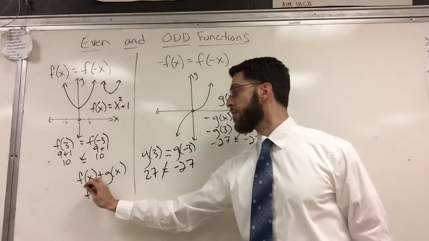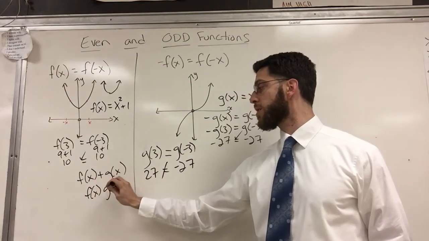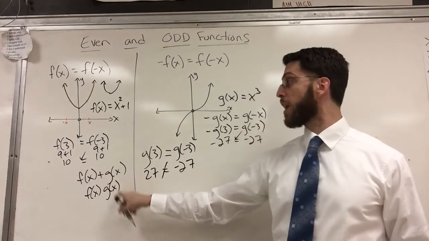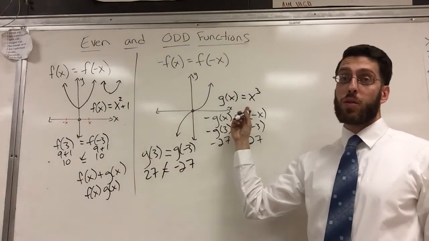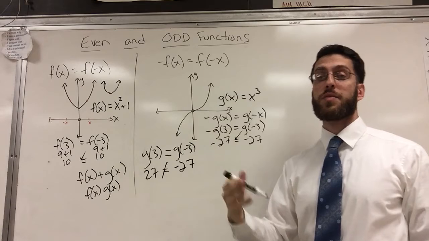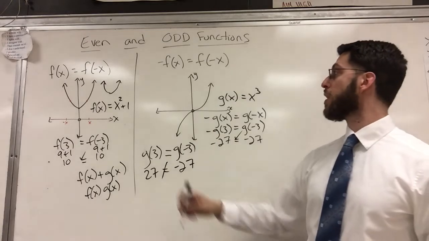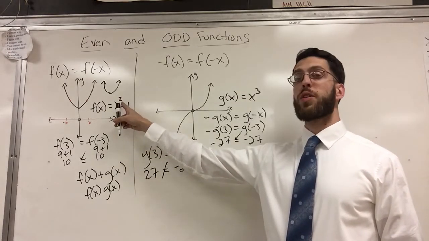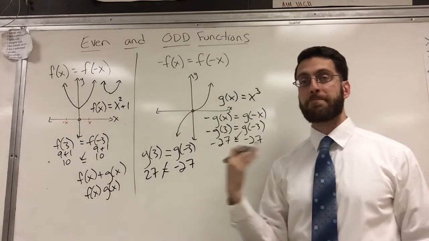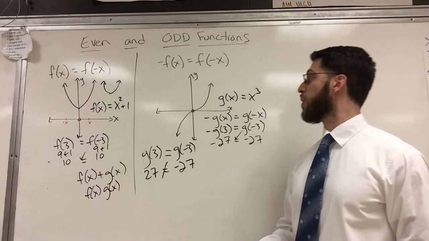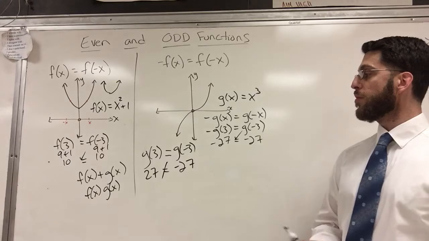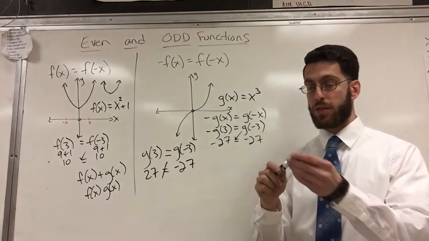They might ask you, is f of x times g of x even or odd? So you might have to take this and multiply it by this, a little bit of distributive property, and then test if that's even or odd. And guess what? A even function times an odd function is also neither, okay? So you can play with it and see what happens.